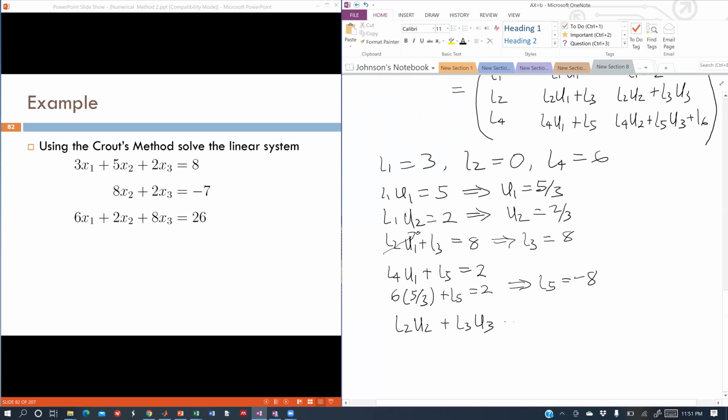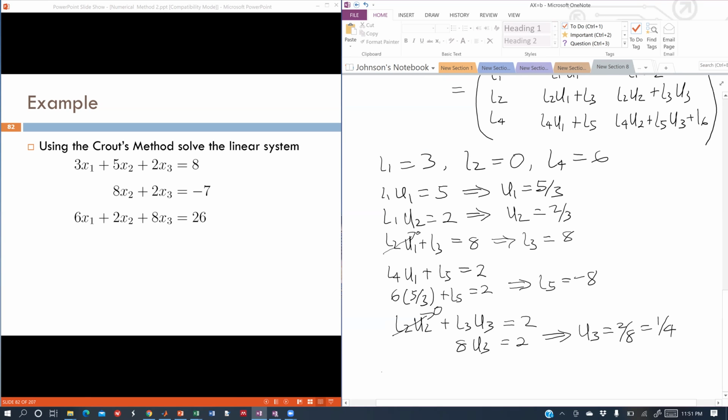So this is equal to 2. And what do we have? We have L2 to be 0. Fortunately, this is 0. Then we have L3 to be 8. So it means we have 8 times U3 is equal to 2, and that implies that our U3 is equal to 2 on 8, which is 1 on 4.